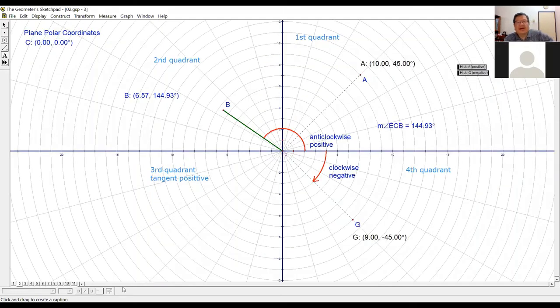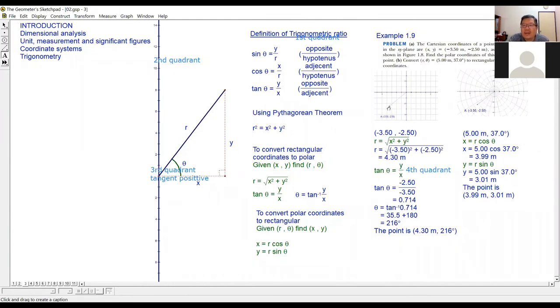You see here, this is the first quadrant, this is the second, this is the third, and this is the fourth quadrant. Can you see these black lines? They divide the plane into four quadrants. Our point A lies in the third quadrant. Now, this 35.5 that we have found is actually in the first quadrant here.